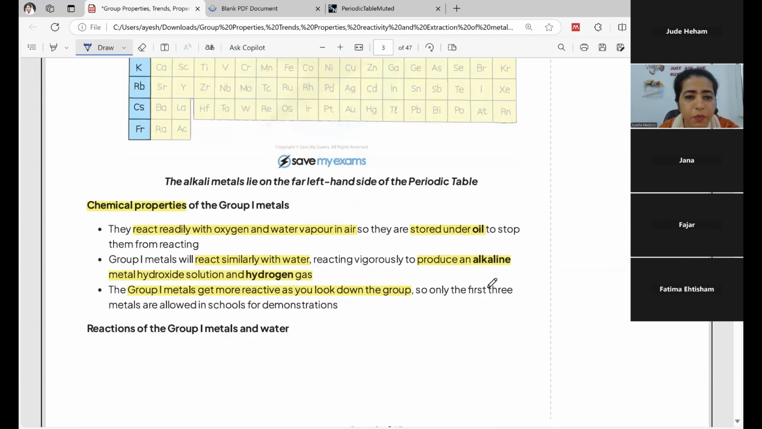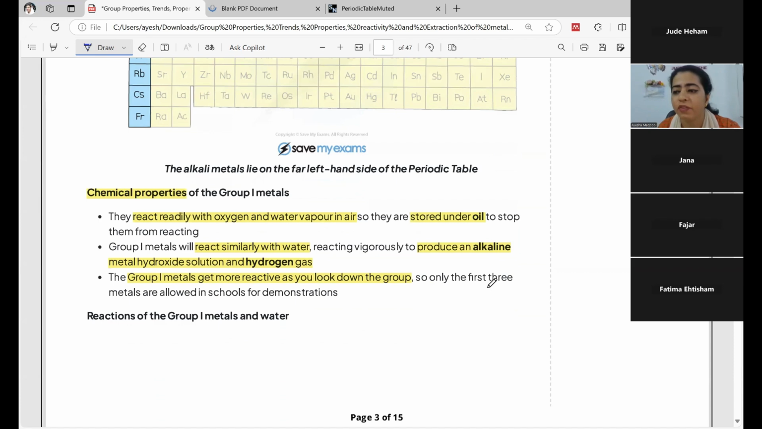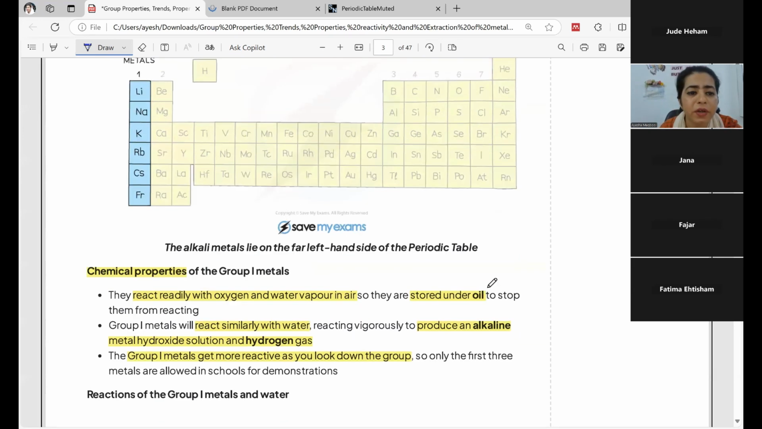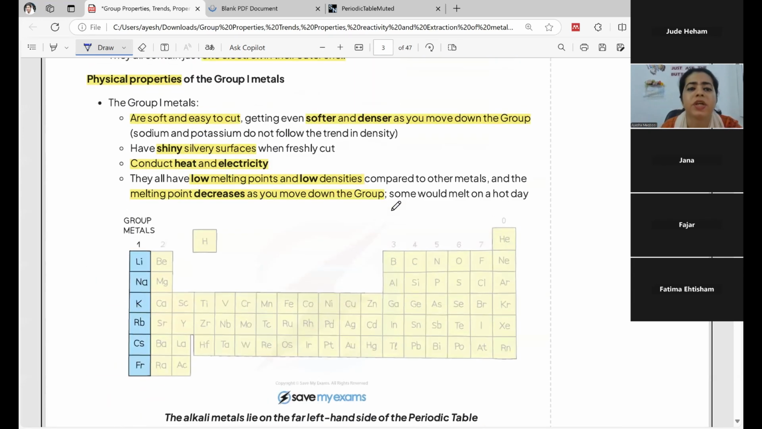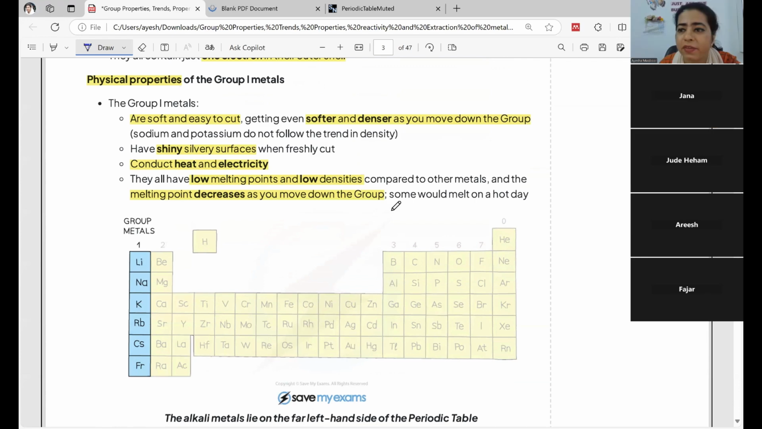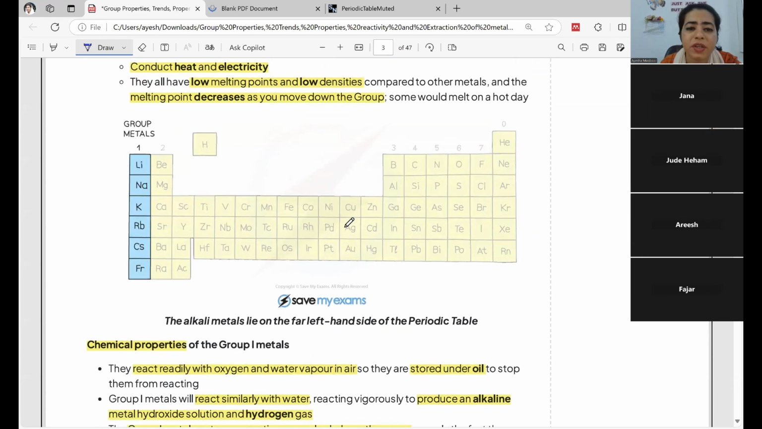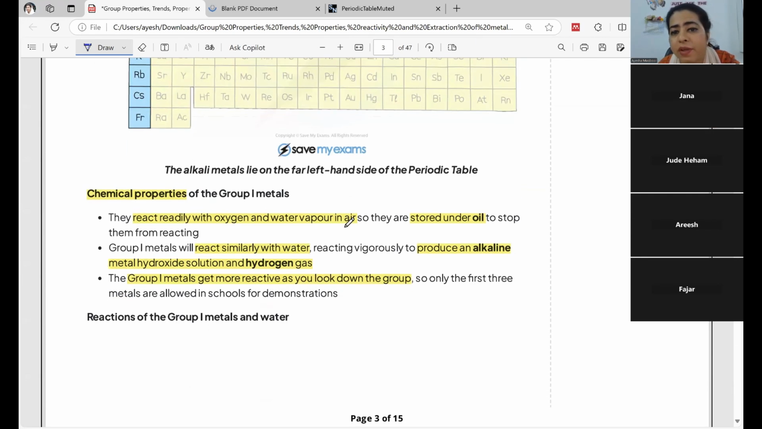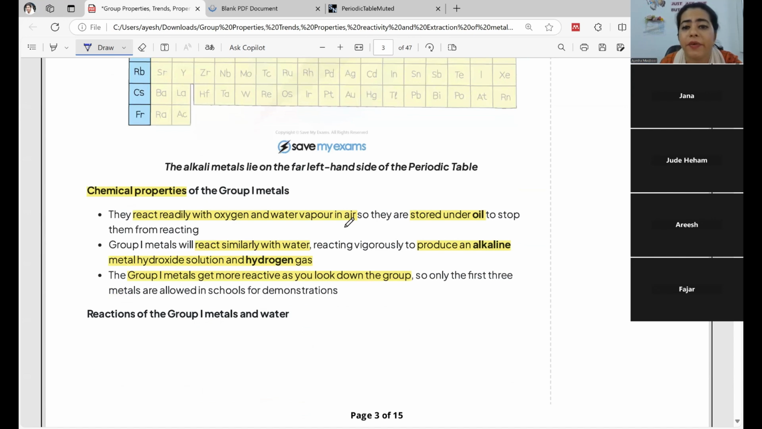After that, we can see some chemical properties as well. If we check their state, their conductivity, melting point, densities, all these are basically known as physical properties. Now we can check some chemical properties as well. Chemical properties means checking how they react and how we can store them as well. Because they are very reactive, they can easily react with oxygen and water vapors in the air as well.